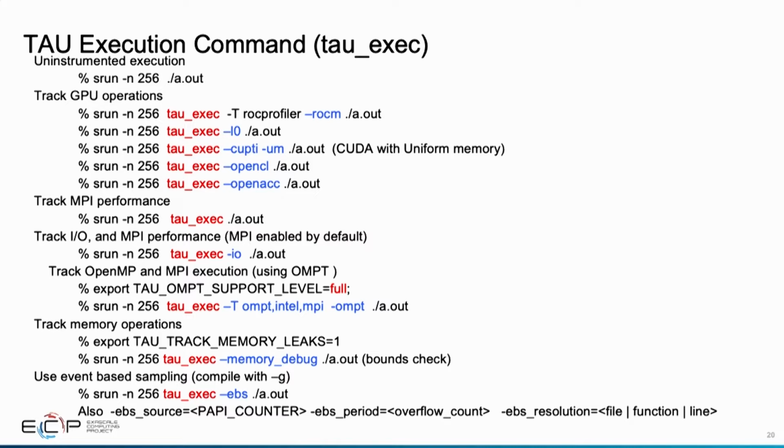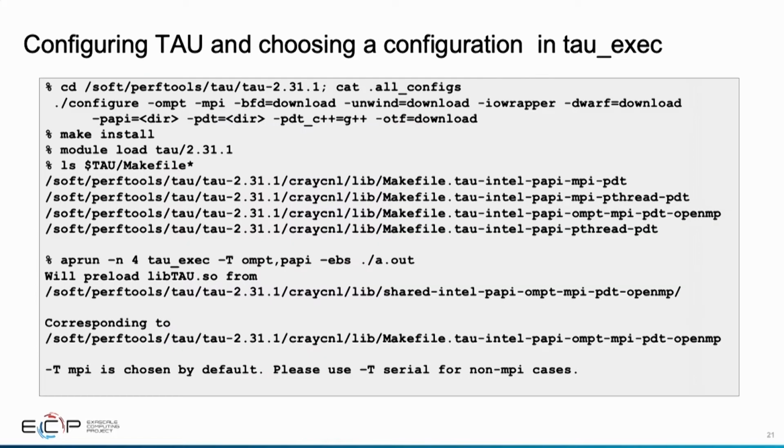You can say tau_exec -ebs, and that means turn on sampling. TAU sampling is turned to 1, and then you generate the profile file. Okay? So all you have to do is change your batch submission script. Typically, it involves saying module load tau, and your aprun or srun command has a tau_exec with some options, and your application executable. You run it, generate the data, look at it with pprof, ParaProf.